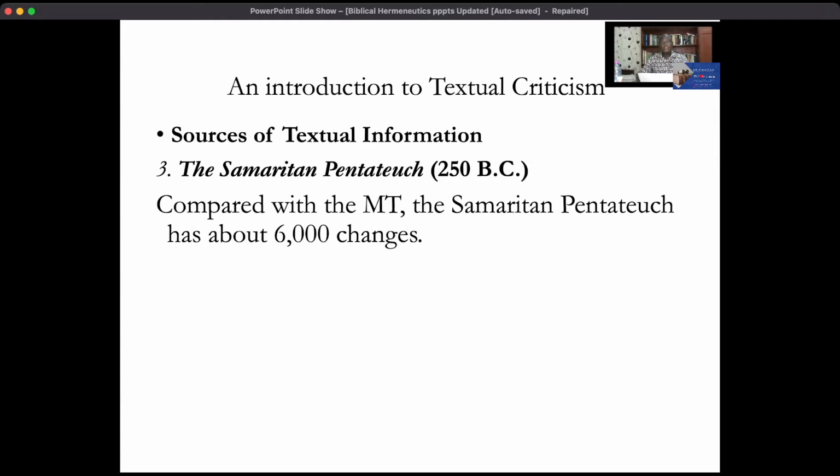The third source of textual information for Old Testament textual criticism is the Samaritan Pentateuch. This manuscript is dated around 250 BC. When you compare this manuscript with the MT, the Masoretic text, the Samaritan Pentateuch has about 6,000 changes.